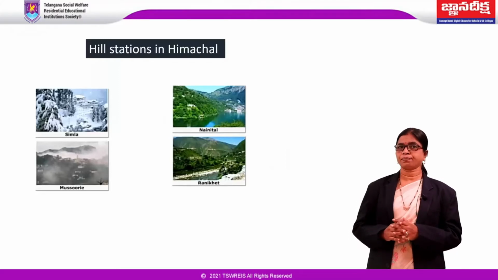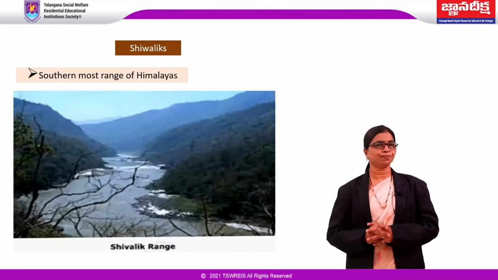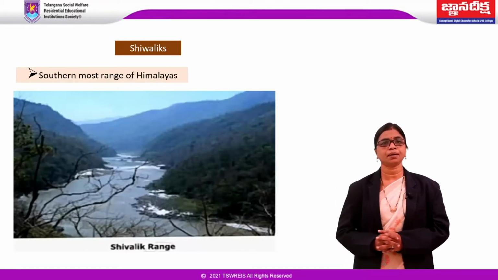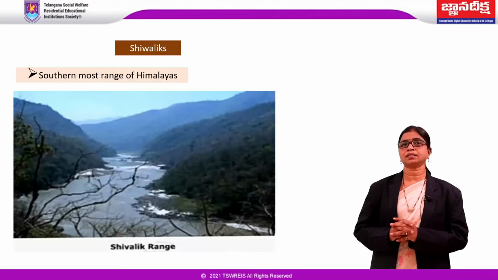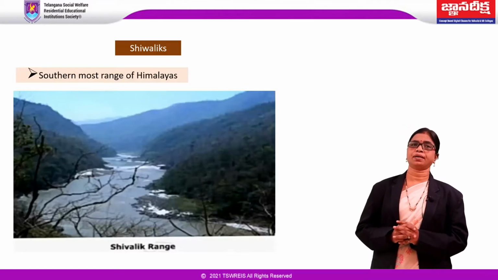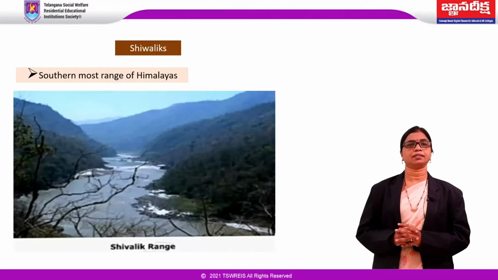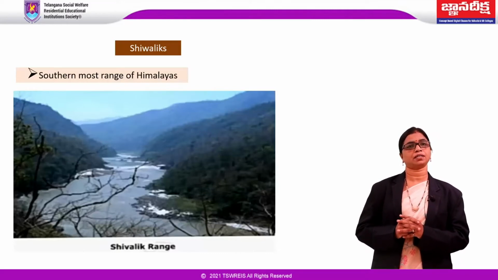Let us now learn about the Shivalik ranges. Shivaliks are the southernmost ranges of the Himalayas. The Shivalik Himalaya formed in the last stage of the formation of the Himalaya. It comprises the outermost range of the Himalayas and is also known as the Outer Himalayas.